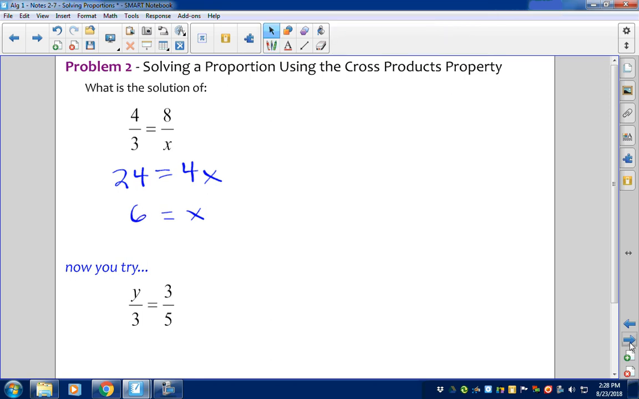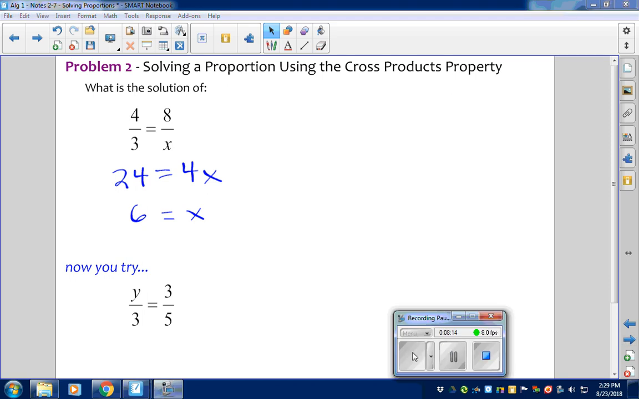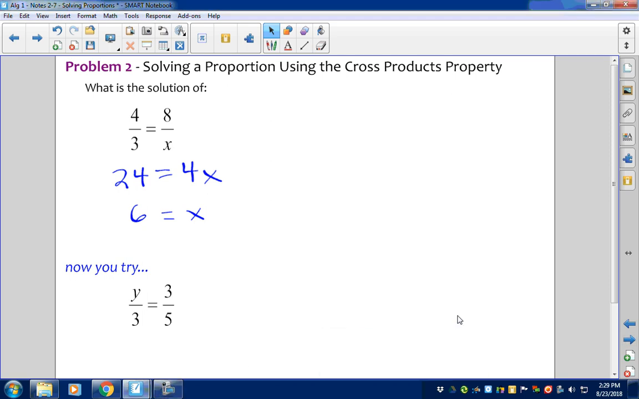Okay, you try the next one. Go ahead and try it, please. So, y should equal 1.8 on this one. Y equals 1.8.